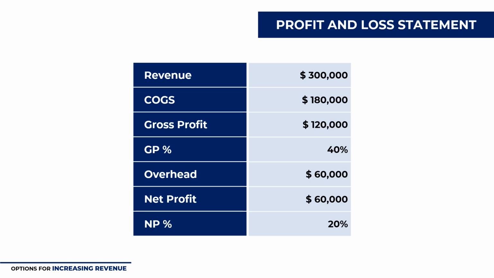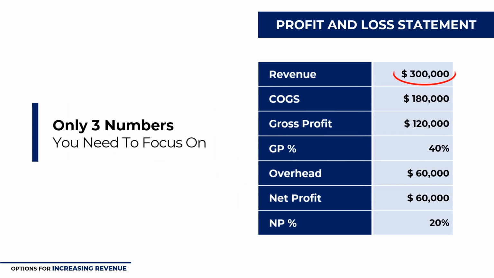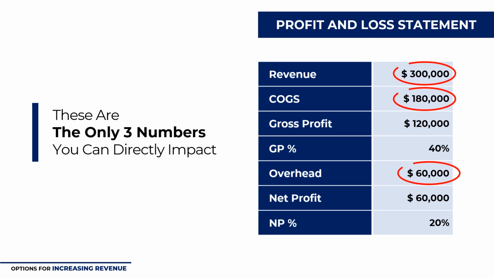which is your gross profit minus your overhead, and net profit percentage, which is calculated by dividing your net profit by your revenue. As we previously explained, there are only 3 numbers you really need to focus on in any P&L statement. They're the ones highlighted in red: revenue, COGS, and overhead. The reason these 3 are so important has to do with the simple fact that these 3 are the only numbers in your P&L that you can directly impact. The remaining 4 numbers are all determined by these 3.